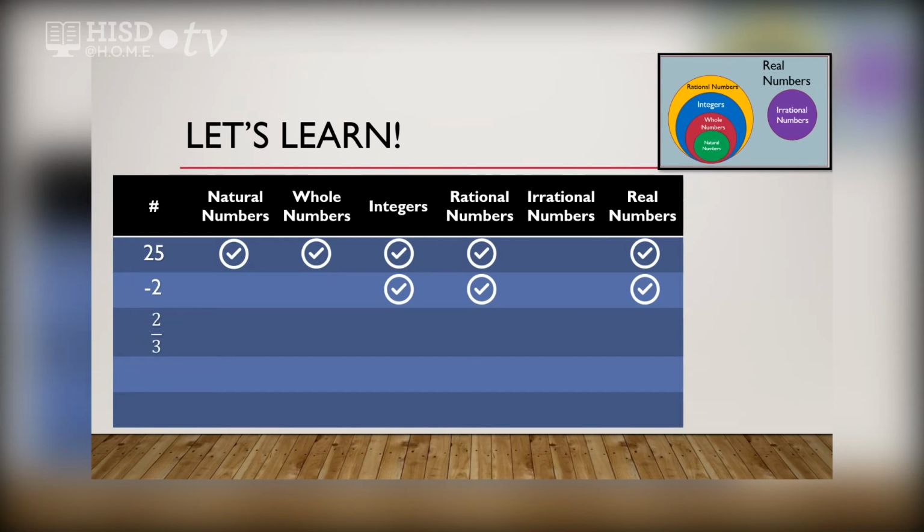Our next number is 2/3. You are going to have again 20 seconds to classify this number correctly. Let's start.